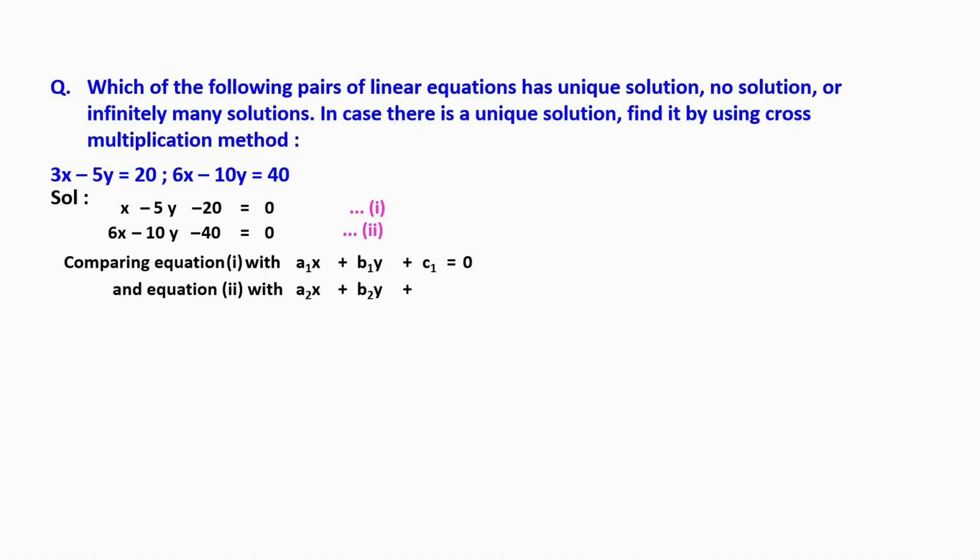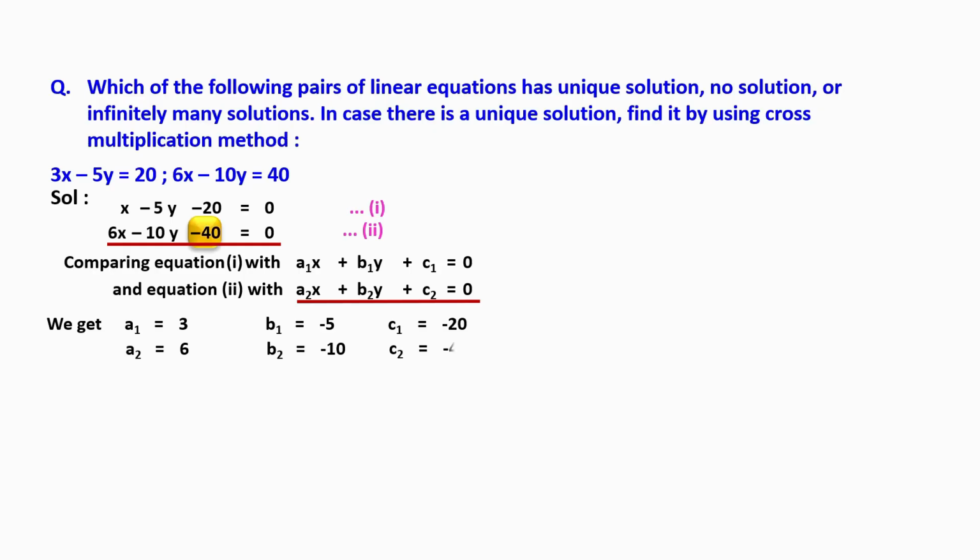Now, we compare these equations with the general form. From the first equation, a1 is 3, b1 is minus 5, and c1 is minus 20. From the second equation, a2 is 6, b2 is minus 10, and c2 is minus 40.